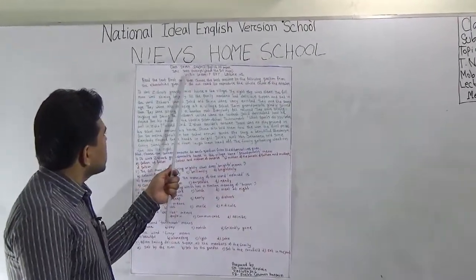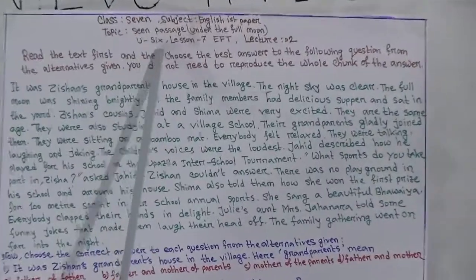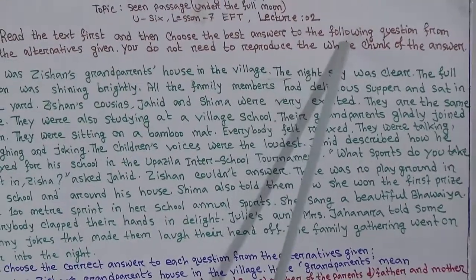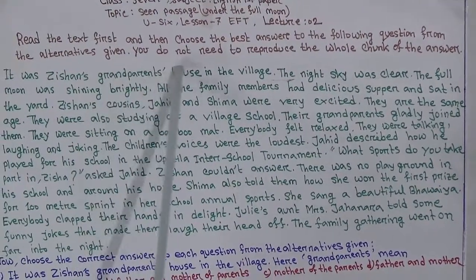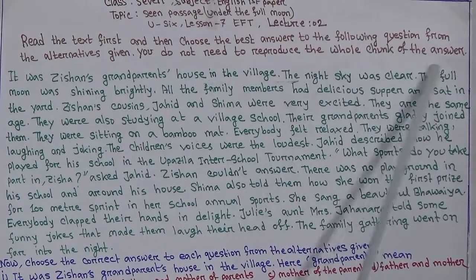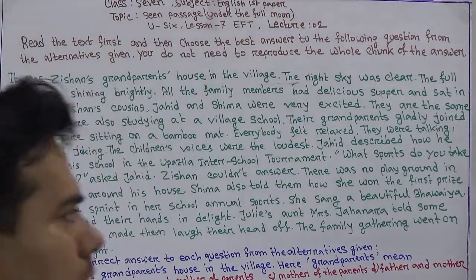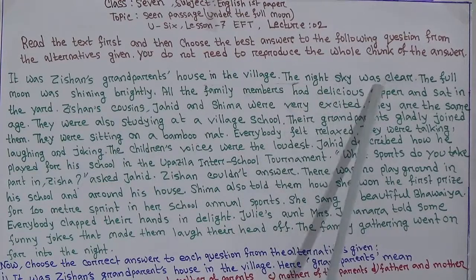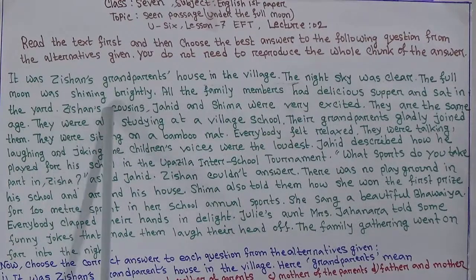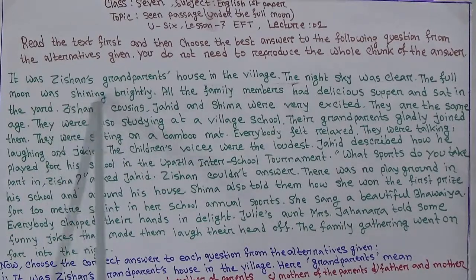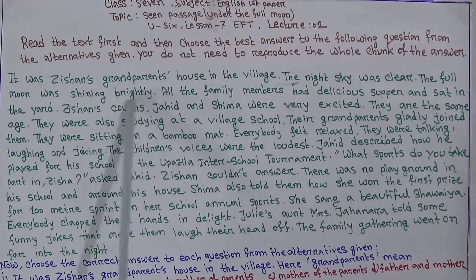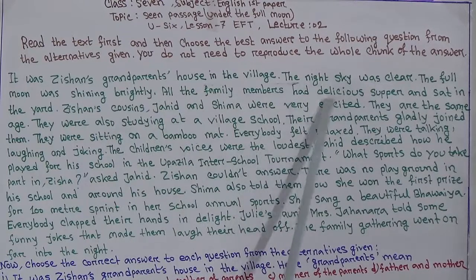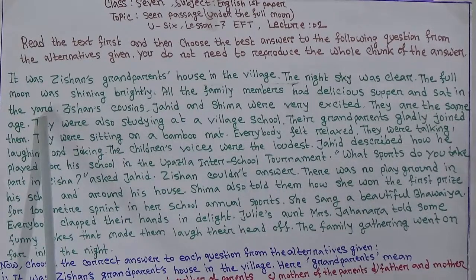It's collected from English for Today, Unit 6, Lesson 7. Read the text first and then choose the best answer to the following question from the alternatives given. You do not need to reproduce the whole chunk of the answer. Only the corresponding number will do. It was Jishan's grandparents' house in the village. The night sky was clear. The full moon was shining brightly. Brightly means brilliantly.